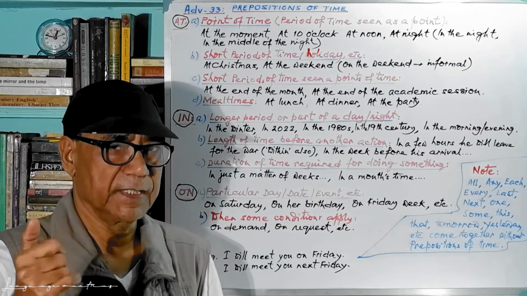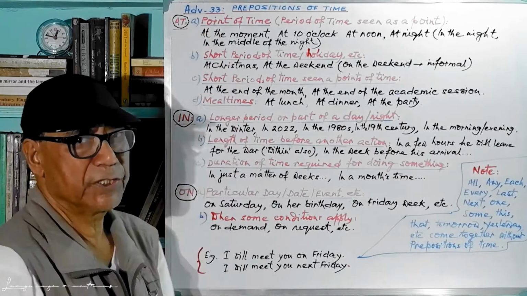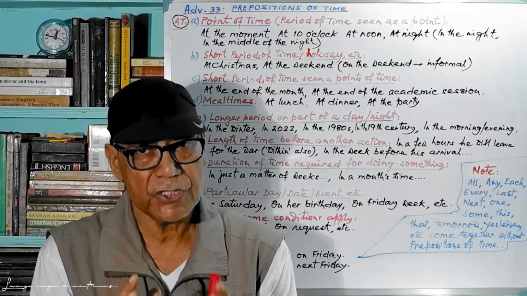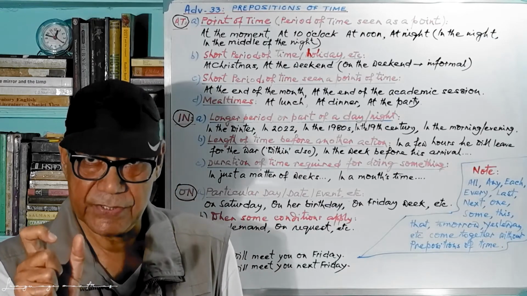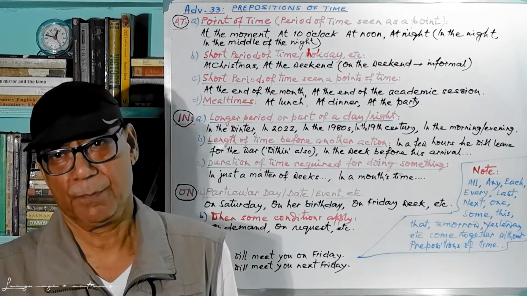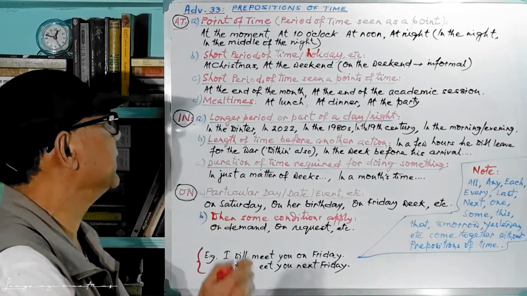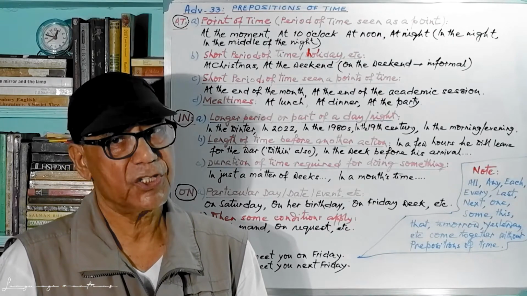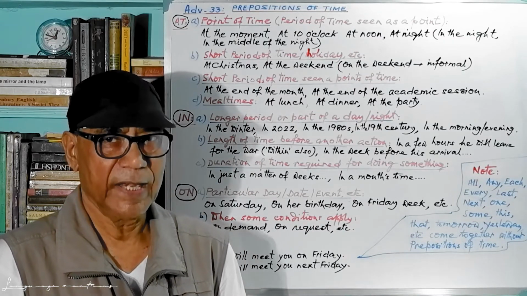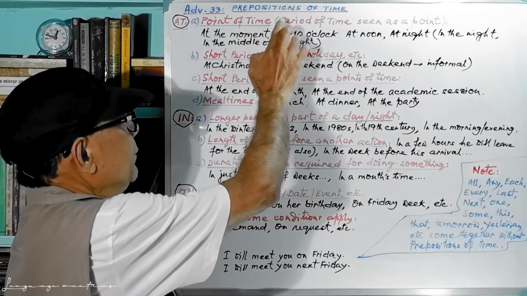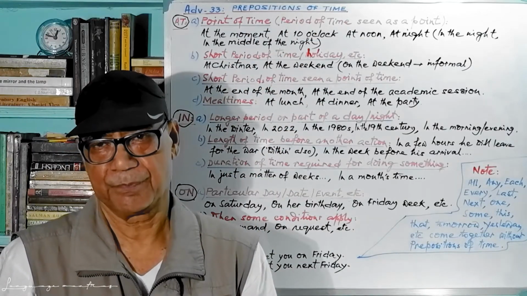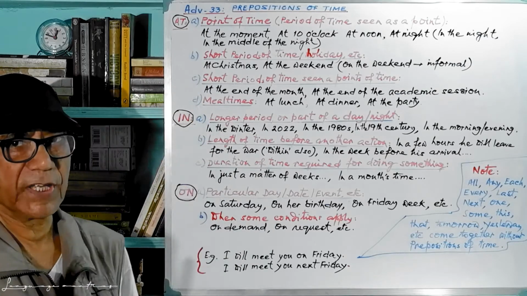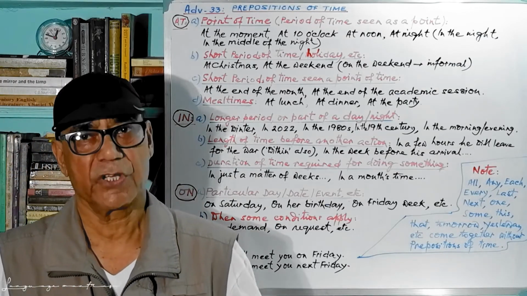The other day, that means session number 32 of Advanced English, we discussed prepositions of place and we had three main prepositions there: at, in and on. Today again we are discussing at, on and in when they are treated as prepositions of time. Begin with at. 1, 2, 3, 4 points are there. These are major points. Maybe other points are there.